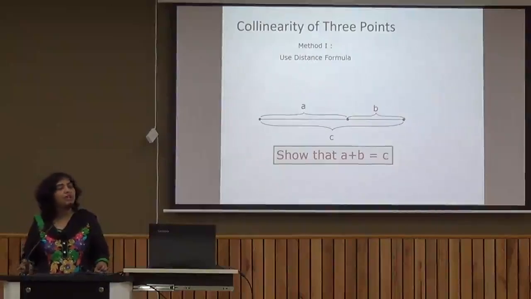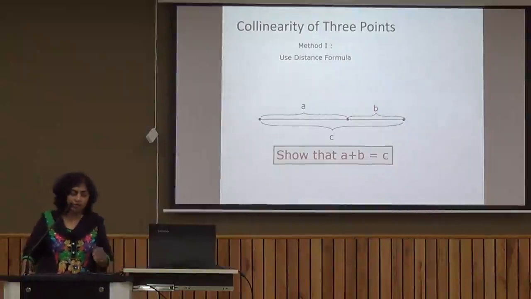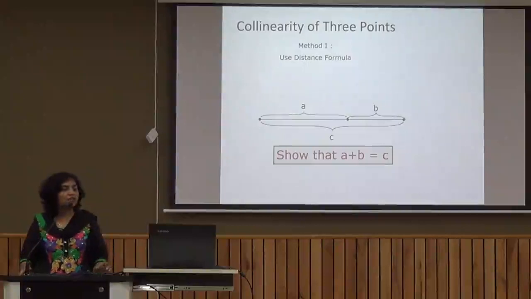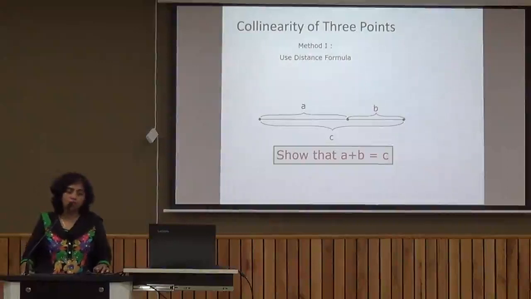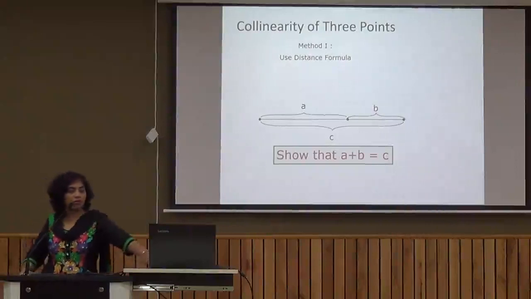Let's move to the next point, collinearity of 3 points. Now collinearity of 3 points can be checked by two methods. The first method is the distance formula. If there are 3 coordinates, we find out the lengths AB, BC and CA, taking 2 points at a time, and if we are able to show that the sum of any two lengths is equal to the third length, then the points are collinear.